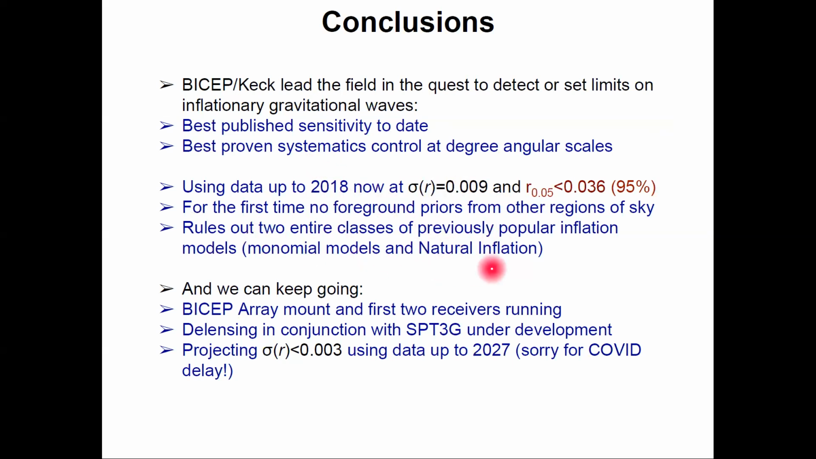And we rule out 2 entire classes of previously popular inflation models. So the monomial models and natural inflation now appear to be just gone. All right, they're no longer viable. They're no longer consistent with data. We are continuing. We've built a new mount. We have 2 new receivers running, and the delensing in conjunction with SPT3G is under heavy development. So we're projecting that we can do 3 times better than current using data up to about 2027. And sorry, that's because of COVID, right? It would have been sooner, but COVID knocked us back.